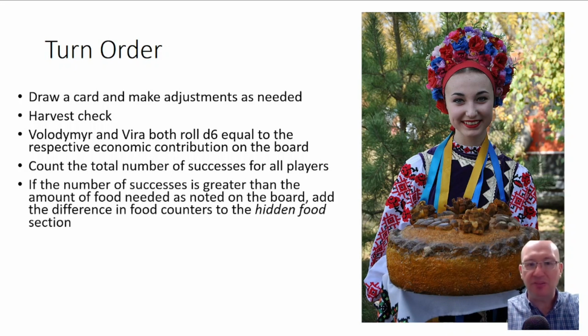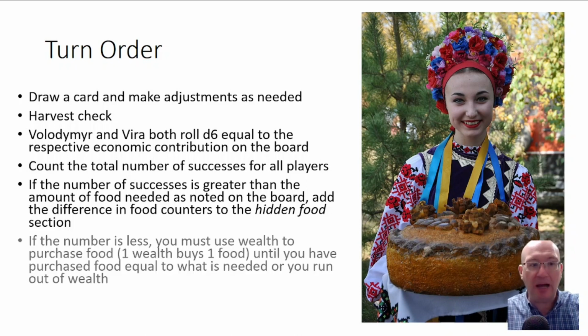If the number of successes is greater than the amount of food needed as noted on the board, right? We had total food needed. Add the difference in food counters to the hidden food section, right? And I can give them an example. Let's say that you needed 12 food, you rolled 16 successes, you get to add 4 food to the hidden food section. And the first round, I'll actually go around with each group and go through the calculations with them. Once people have done it once or twice, they understand. But on the first few rounds, you got to take your time.